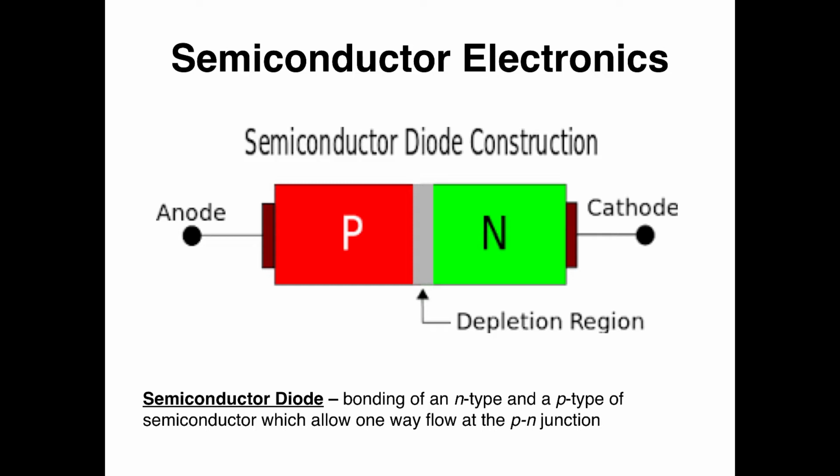So a semiconductor diode is the bonding of an n-type and a p-type semiconductor that allows for the one-way flow at the p-n junction. So at the p-n junction, the flow is always going to be from N to P, from cathode to N to P to anode, and it's always going to be in that direction, and the doping facilitates that one-way conduction. And this is essentially mimicking what happens in a vacuum tube diode.